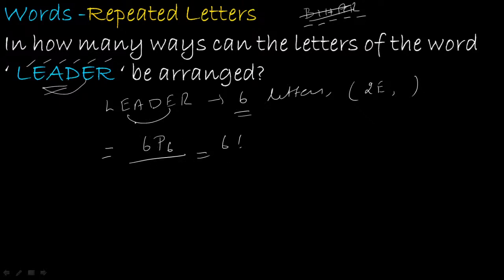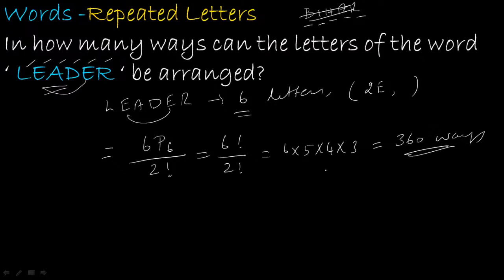Here there is a repetition of letters, that is, E repeats 2 times. That's why, how many times it is repeated, you have to write in the denominator. So the answer is 6 factorial divided by 2 factorial. That means you get 6, 5, 4, 3 and 2 in the numerator and the denominator being cancelled. Simplifying this, you get 360 ways. So whenever there is a repetition of any letters, how many times it repeats, you have to write in the denominator with factorial notation.